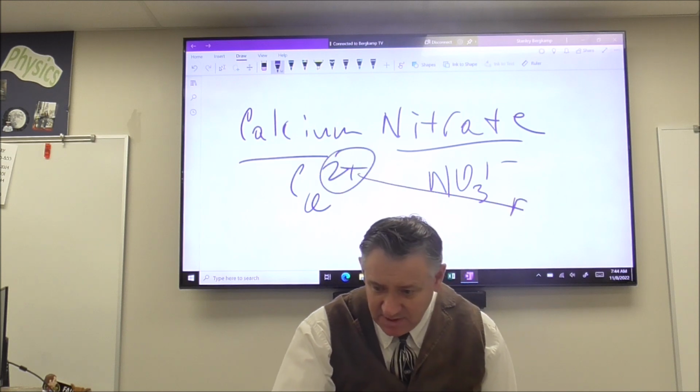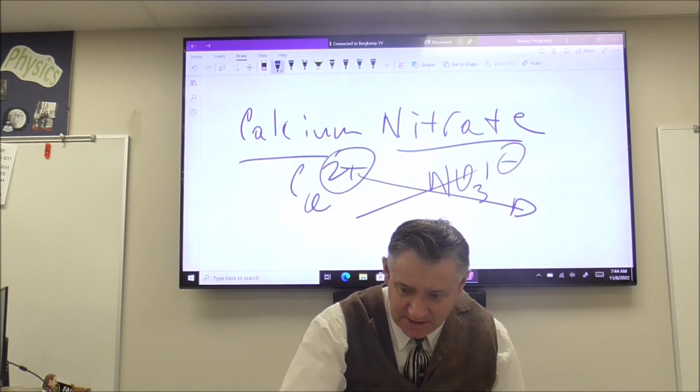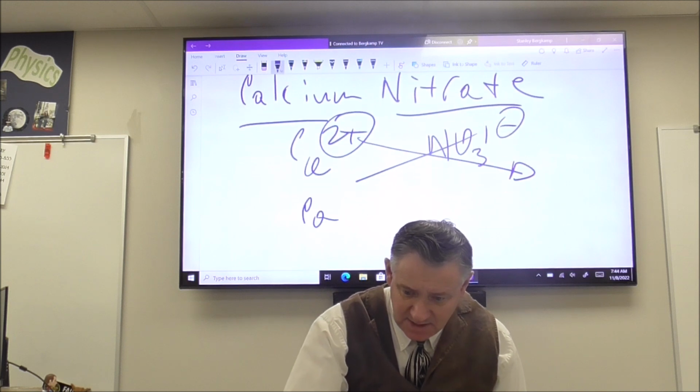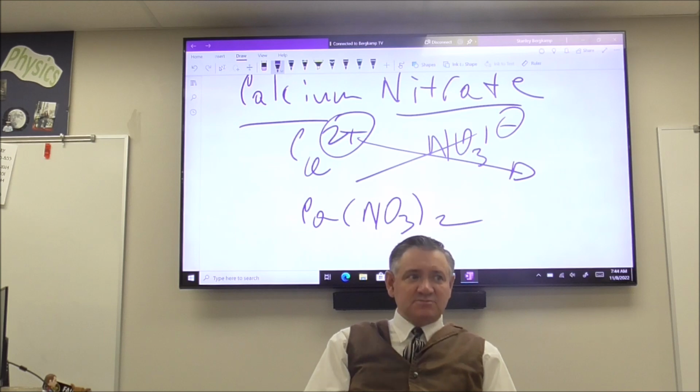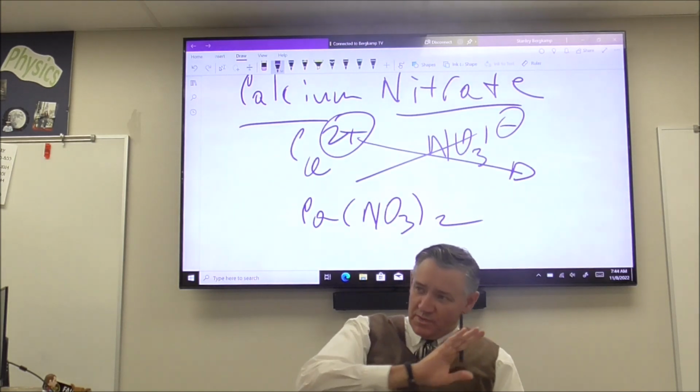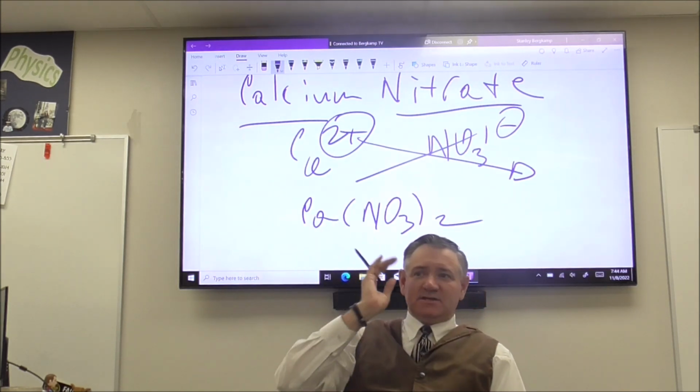You can think of it this way in terms of moving these oxidation states. So you can have Ca(NO3)2. Okay, so that's what you have to be able to do without hesitation on that test on Friday.